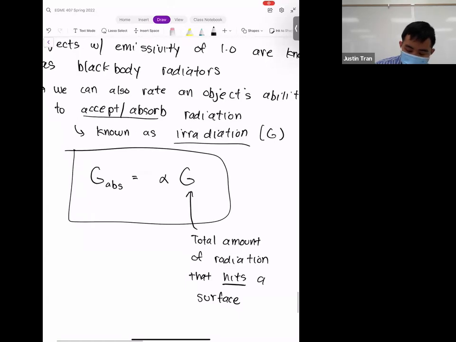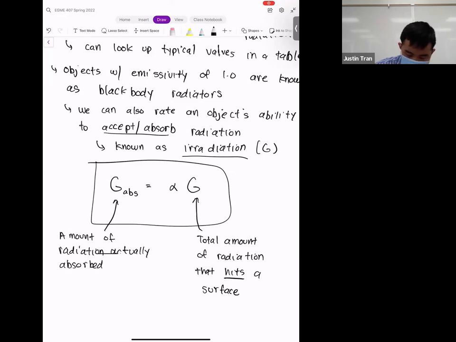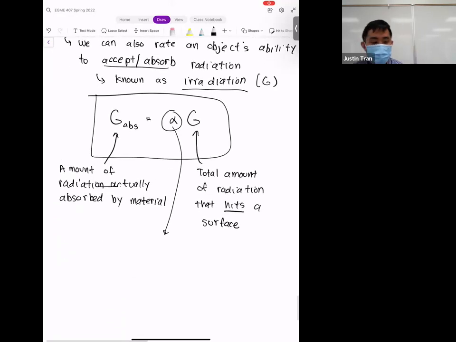And this G absorbed is the amount of radiation that's actually absorbed as thermal energy for that material. Because it's also possible for radiation to reflect off a surface as well. And of course, the thing that determines this is alpha. This is another kind of coefficient quantity, just like the emissivity, but this is called the absorptivity.